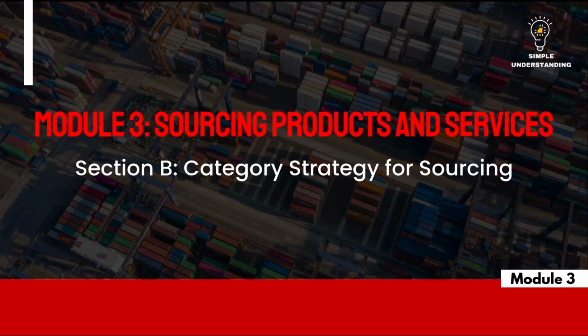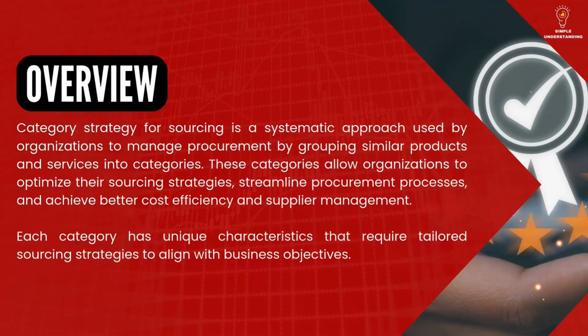Section B. Category strategy for sourcing. Overview. Category strategy for sourcing is a systematic approach used by organizations to manage procurement by grouping similar products and services into categories. These categories allow organizations to optimize their sourcing strategies, streamline procurement processes, and achieve better cost efficiency and supplier management. Each category has unique characteristics that require tailored sourcing strategies to align with business objectives.